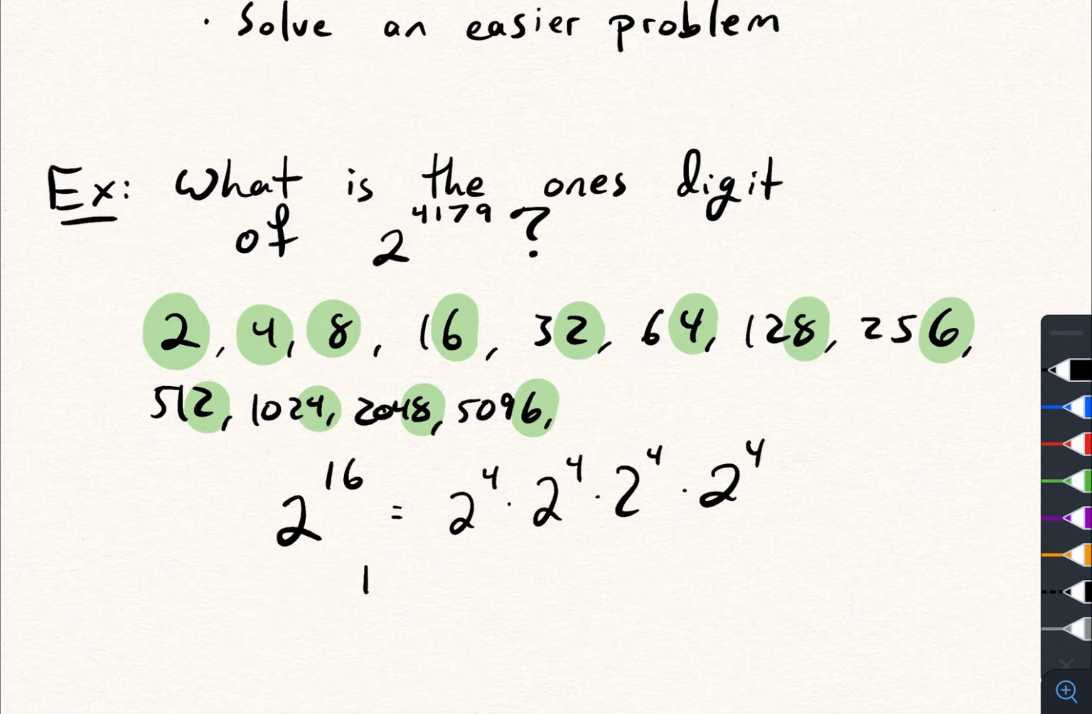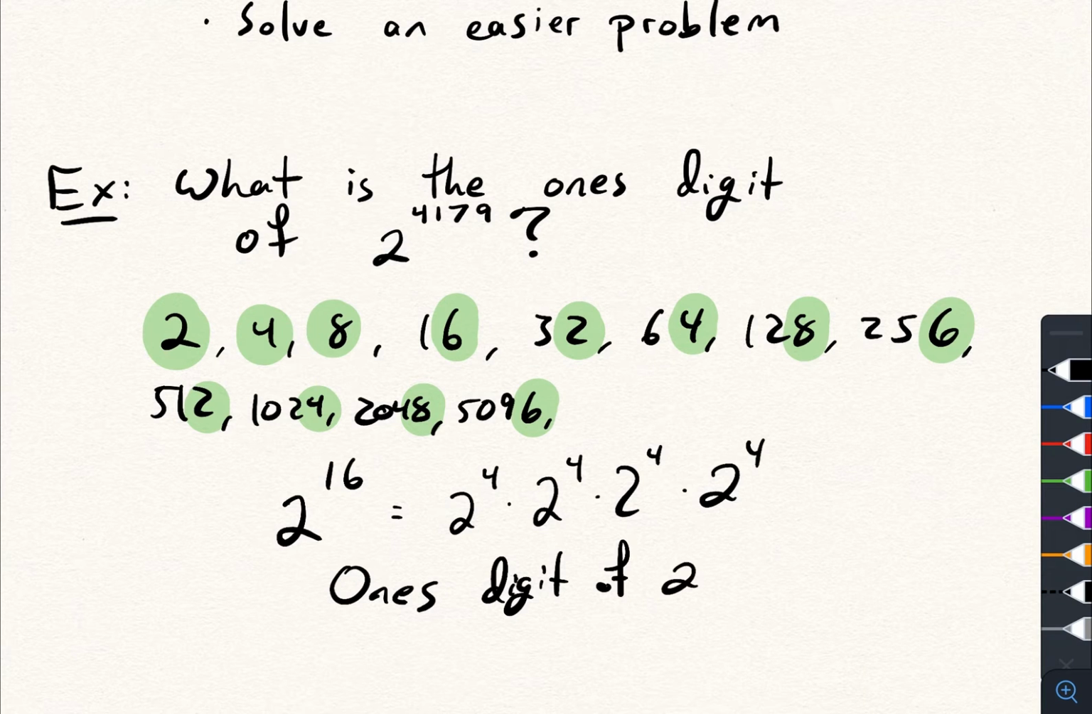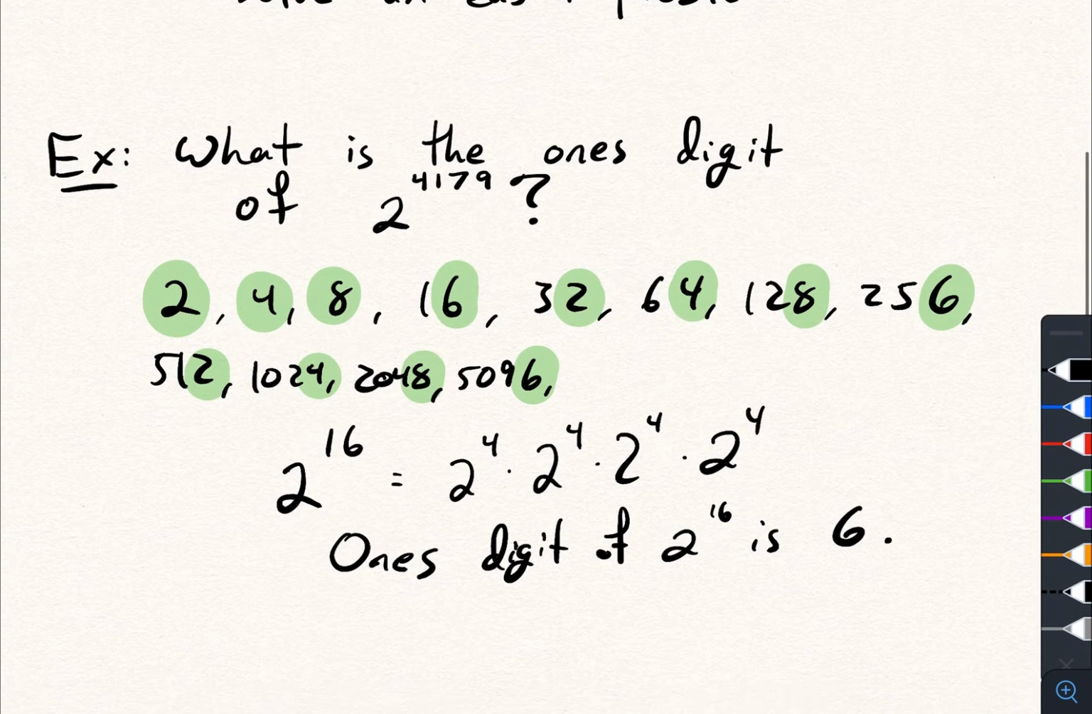So the ones digit of 2 to the 16th is going to be a 6.